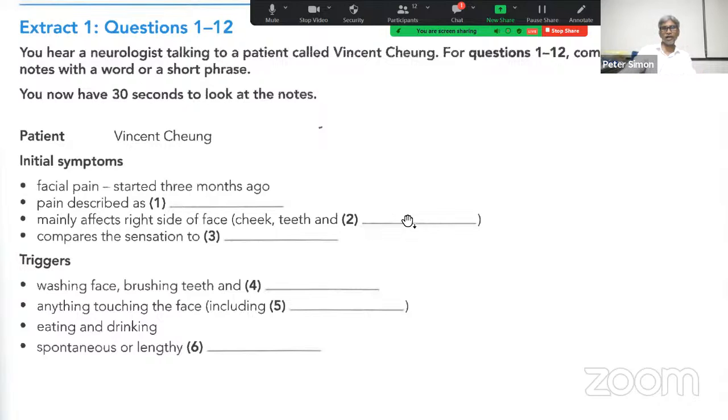So here you'll get a noun. Cheek, teeth, and it's something. Noun. Teeth is plural. Cheeks plural. One side, no? So, gums maybe, plural. Okay. Nerves, maybe. Blood vessels, maybe. Anything may be coming there. We don't know. And compares the sensation to dash. Compares the sensation to something. Comparing to something. Noun. Okay.